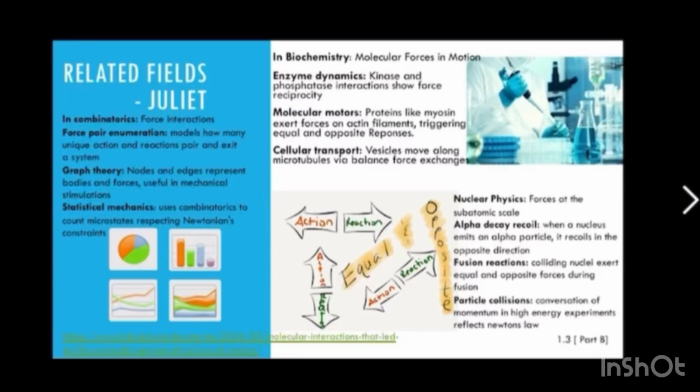In combinatorics, force interactions: force pair enumeration models how many unique action and reaction pairs exist in a system. In graph theory, nodes and edges represent bodies and forces, useful in mechanical simulations. In statistical mechanics, we use combinatorics to count microstates respecting Newton's constraints.